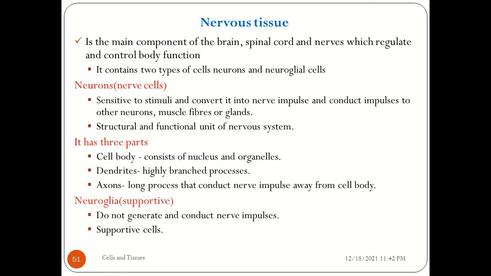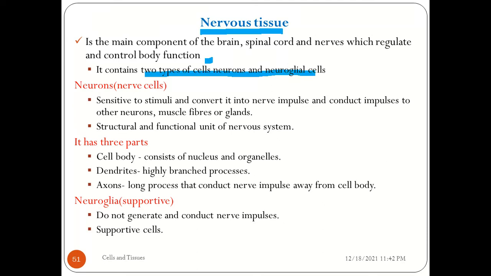So the fourth type of principal tissue is known as nervous tissue. It is the main component of the brain, spinal cord, and nerves, which regulate and control body functions. It contains two types of cells known as neurons and neuroglial cells.